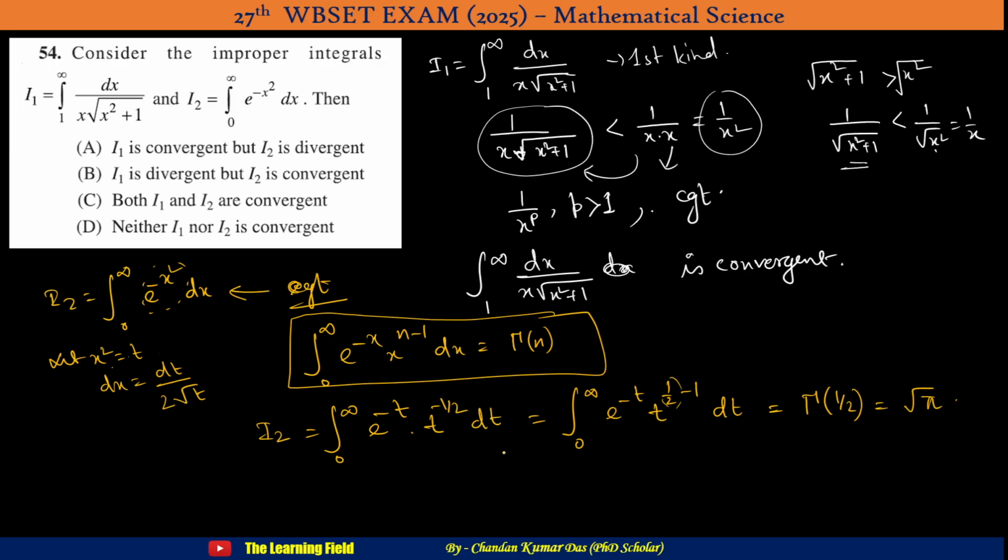Fine. And 1 half is outside this integral. So this is actually half gamma half, that is root pi by 2. So this is a finite value. That means this is also convergent. Therefore, both the integrals are convergent.